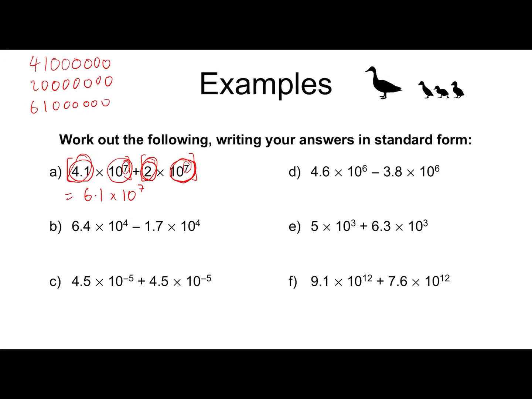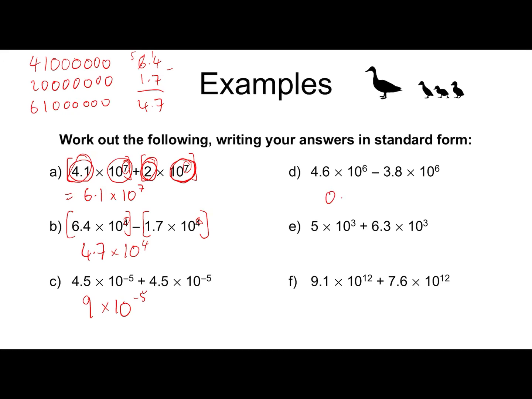So it'd be the same if we're being asked to subtract two numbers in standard form. All I'm going to do is do 6.4 minus 1.7. So 6.4 minus 1.7. Let's do it properly. Okay, we're going to get 4.7. And because the powers are the same, nothing will change. So it's going to be 10 to the power of 4. Okay. Same with C. That's easy. That's just going to be 9 times 10 to the negative 5.